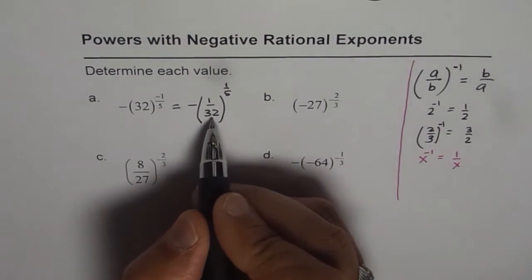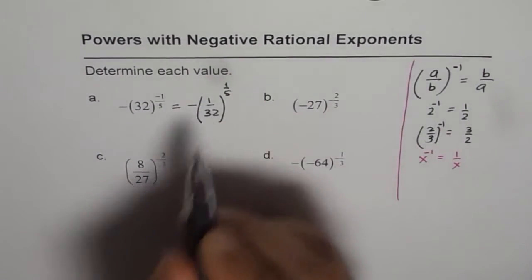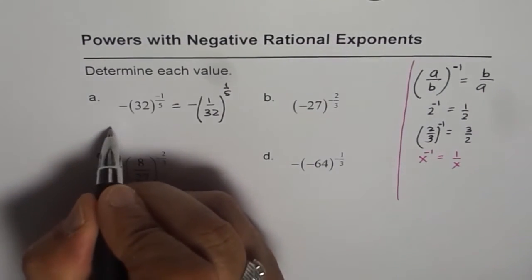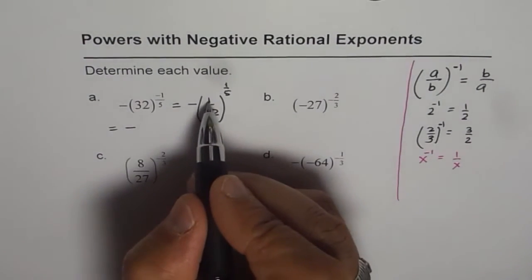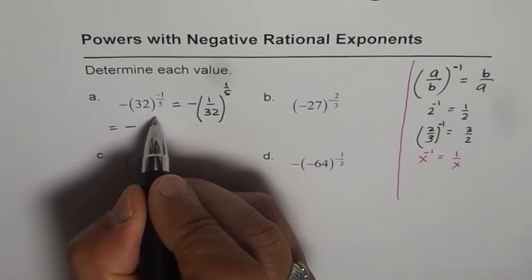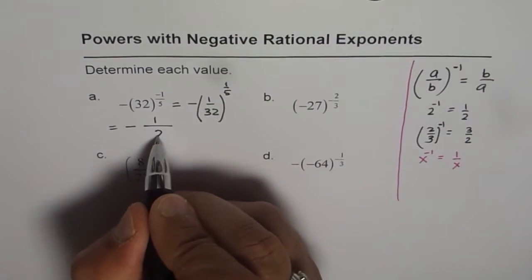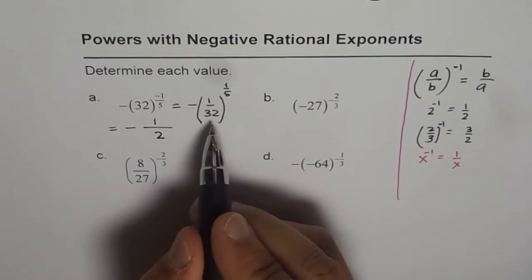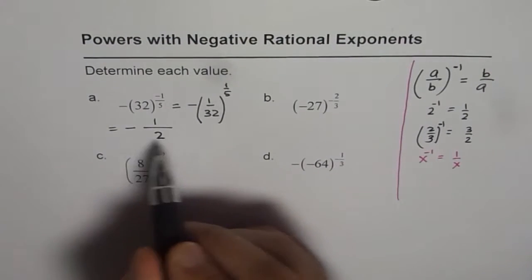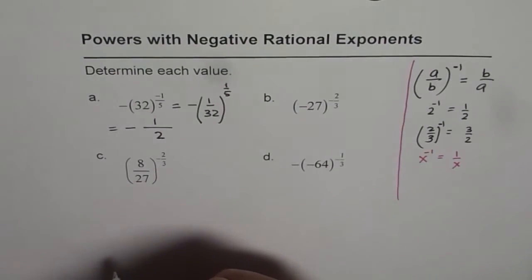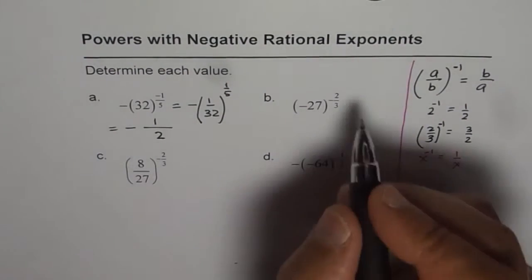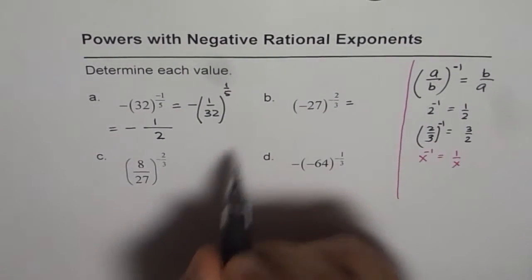Now fifth root of 32 and fifth root of 1, what is that? As you know, fifth root of 1 or any root of 1 is just the number 1. And fifth root of 32 is 2, right? 2 to the power of 5 is 32, so fifth root is 2. So we get minus half as our answer. Okay. Now here, we'll apply the same technique.